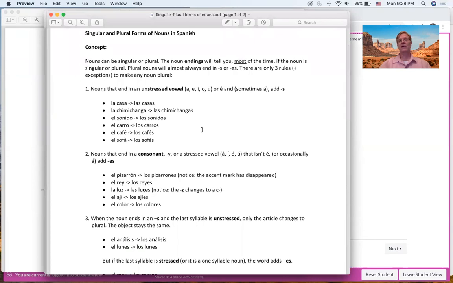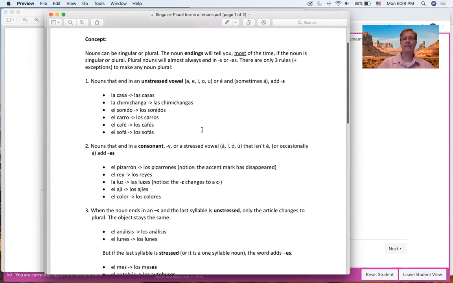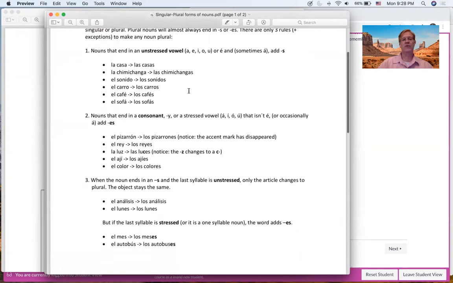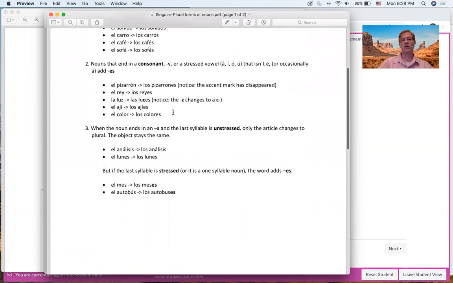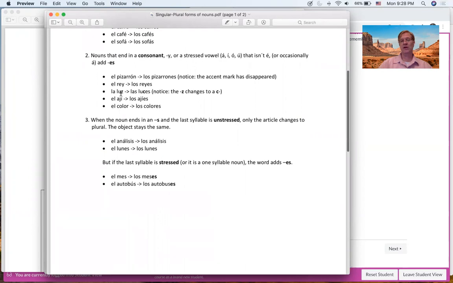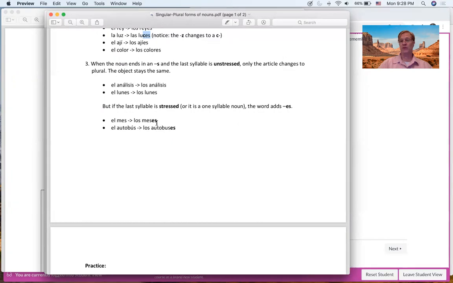The second handout that we will look at is the plural. Again, there are 3 options. A noun may add an S to become plural. For example, if the noun ends in a vowel, it simply adds an S: la casa, las casas; el sonido, los sonidos. If the noun ends in a consonant, it adds ES: el pizarrón, los pizarrones. La luz, las luces. The Z always changes to C when we make a word plural.